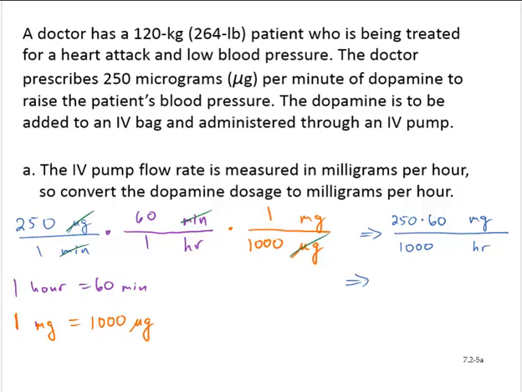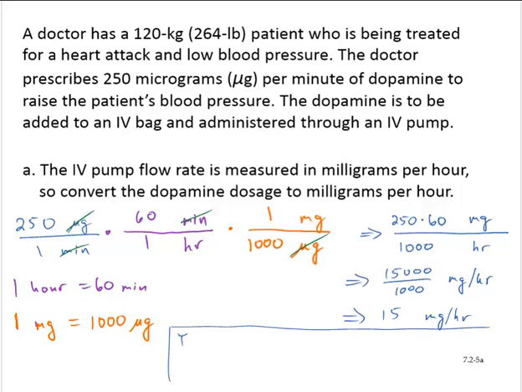Alright, so going through some calculations now. 250 times 60 is 15,000 over 1,000, and we do have milligrams per hour now. And so 15,000 divided by 1,000 is 15 milligrams per hour. So the dopamine dosage is 15 milligrams per hour.